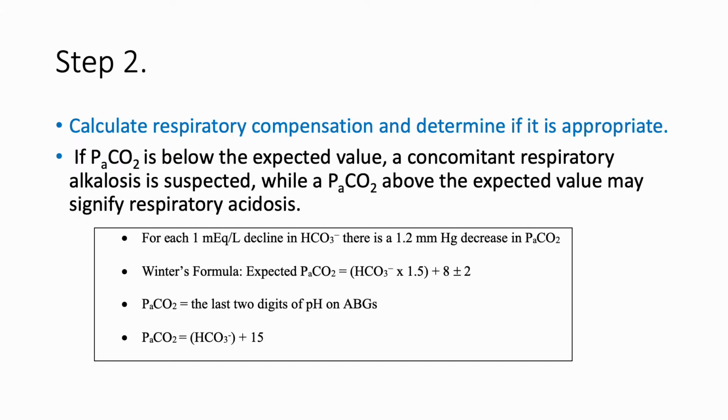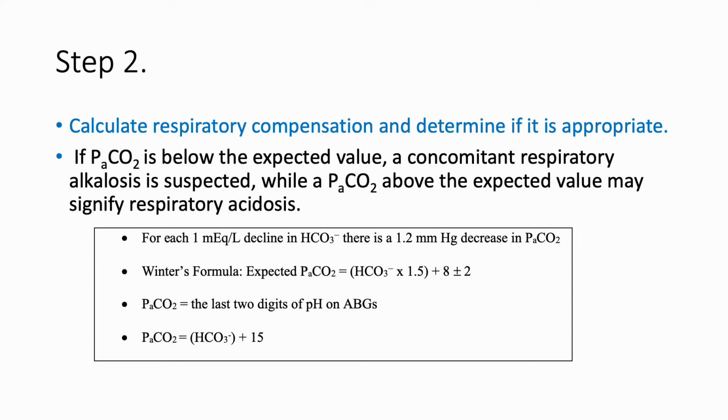Step 2. Okay, so now we met the definition. Now we need to calculate the respiratory compensation and determine if it is appropriate. If the PaCO2 is way below what we calculated, then we probably have respiratory alkalosis, meaning 2 disorders, metabolic acidosis and respiratory alkalosis. Now, if we calculate the PaCO2 and the actual value is way above what we calculated, then we may have respiratory acidosis, meaning 2 disorders, metabolic acidosis and respiratory acidosis.